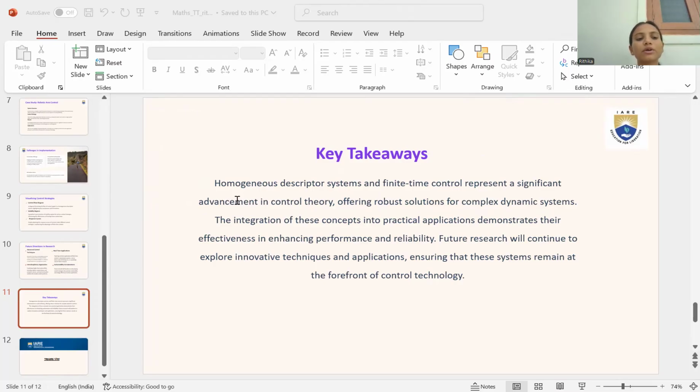Homogeneity-based finite time control. A finite time stabilizing feedback controller is designed for linear descriptor systems. Controller structure. The proposed controller consists of two parts: a linear feedback term that homogenizes the system, and a nonlinear homogeneous term that drives the system to the origin in finite time. There are many advantages to using the homogeneous descriptor system.